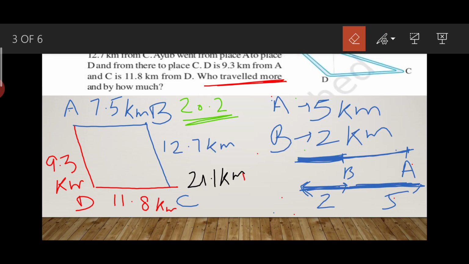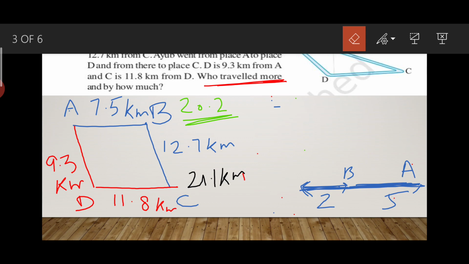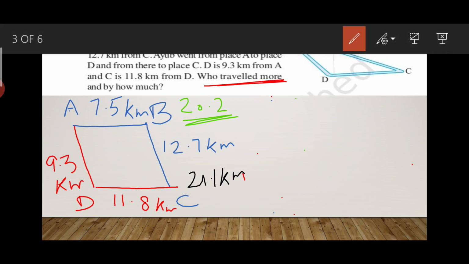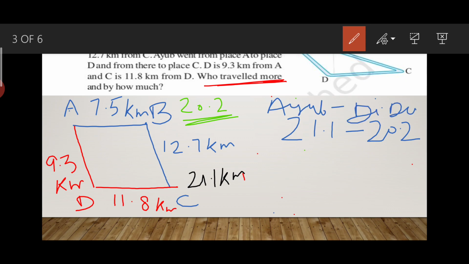Similar is the case you have to apply here, that is how much more distance Ayub has traveled than Dinesh. So what will you do? You will subtract the smaller distance from the larger distance. Ayub's distance was more here, that is 21.1 minus 20.2 kilometer. You have to write here Ayub distance minus Dinesh distance. So if you subtract 21.1 and 20.2, what will you get? You will have to apply the subtraction method.